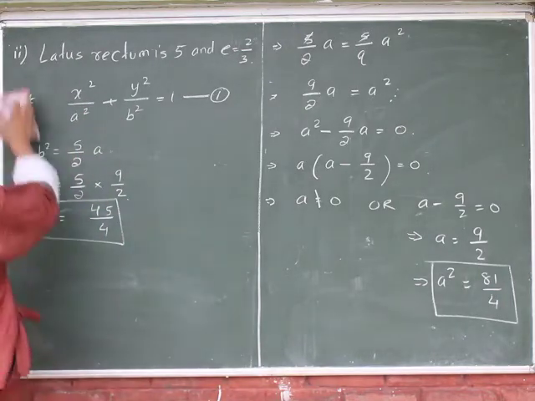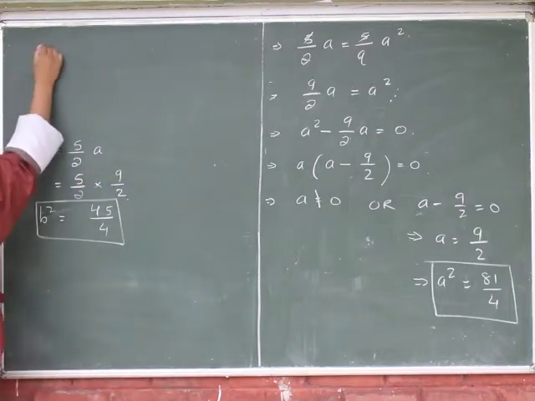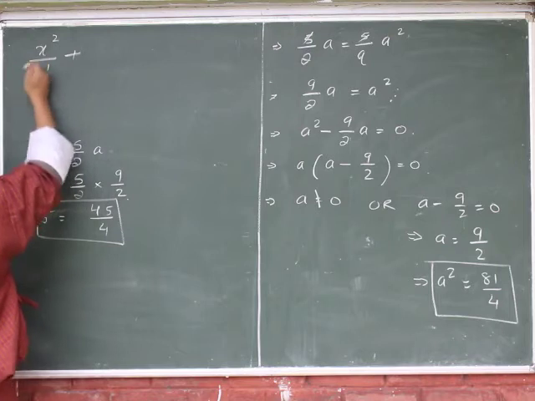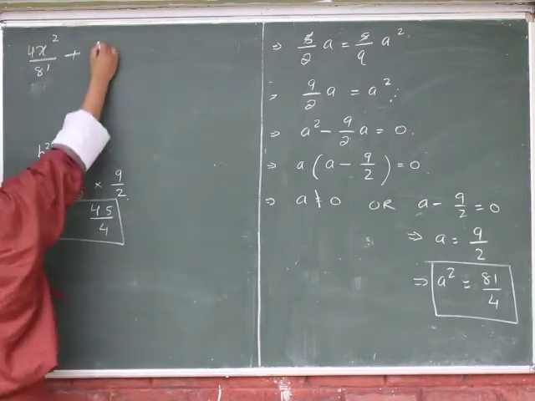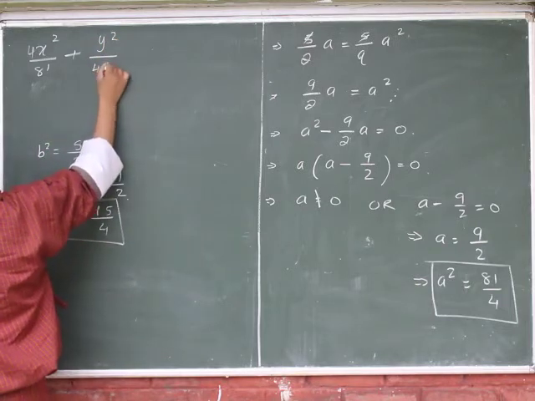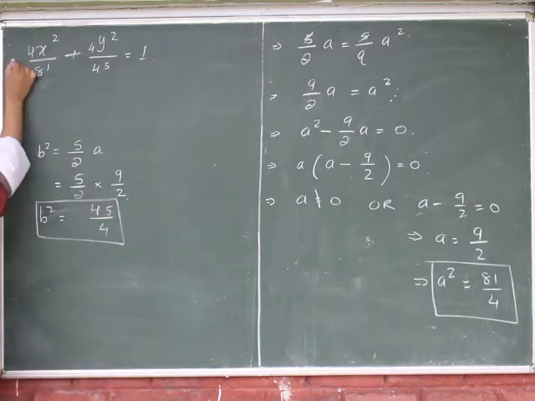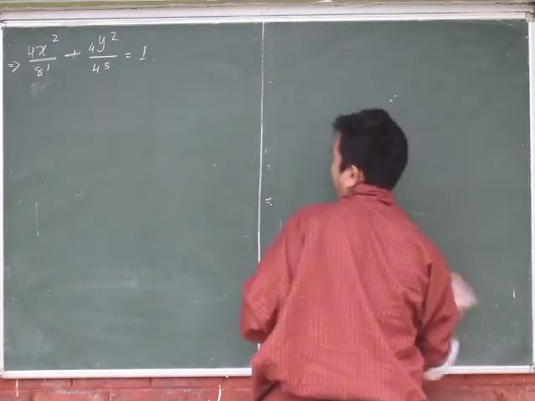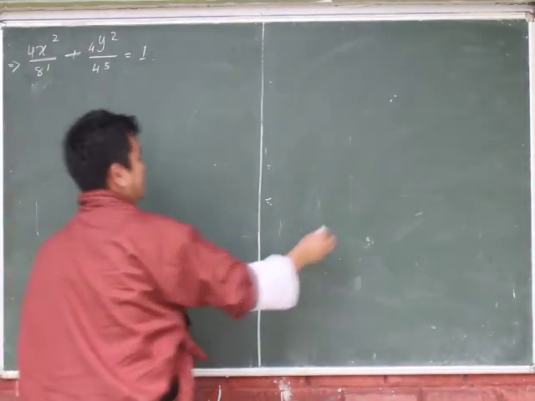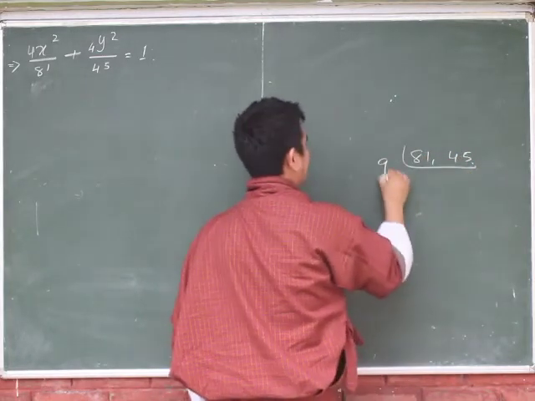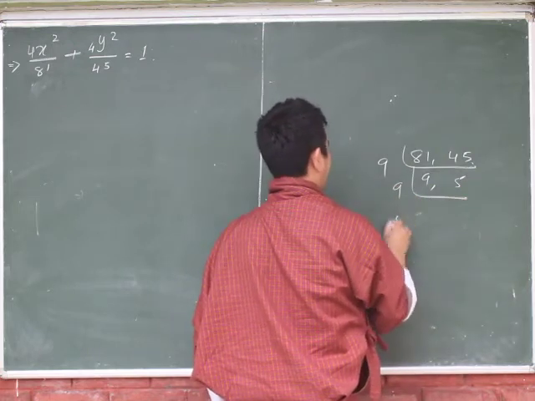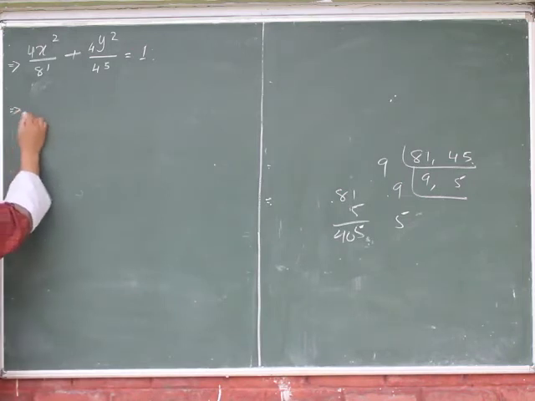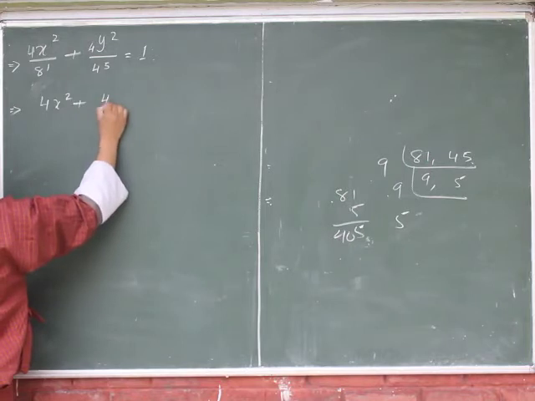At last, substitute here. So finally, the equation of the ellipse will be x squared by a square, 81 by 4, plus y squared by b square value, 45 divided by 4, is equivalent to 1. Is that okay? So now we will find the LCM. What's the LCM of 45 and 81? Let me go with 9. 9 nines are 81, 9 fives are 45. So 81 into 5 is 405. So 405 is the LCM.